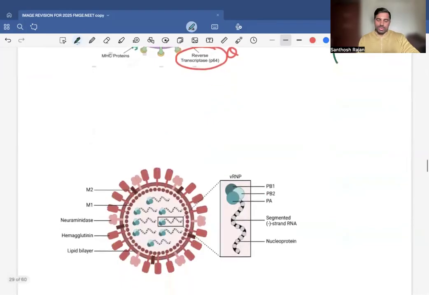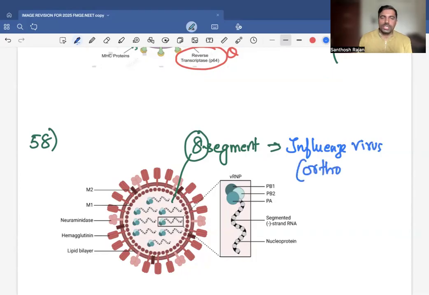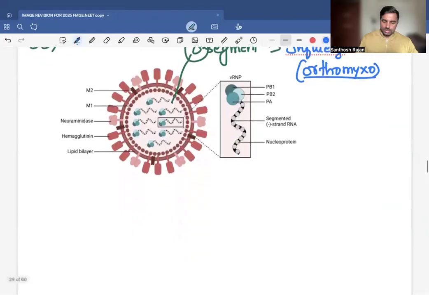Possibilities are there. Now 57, 58. For 58, they can give you this virus and ask you to identify which virus this is. When you see so many segments, almost 8 segments inside, the virus with the most segments is your influenza virus. That basically comes under ortho. I told you ortho guys have 6-pack, 8-pack, 8 segments. Orthomyxovirus, and they have flu. That's it. Very, very simple.